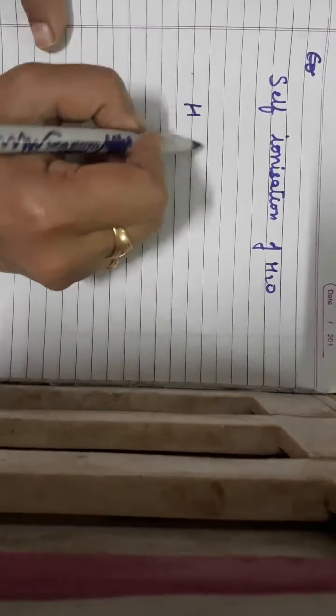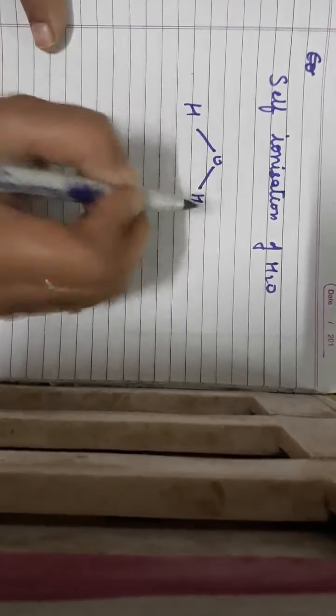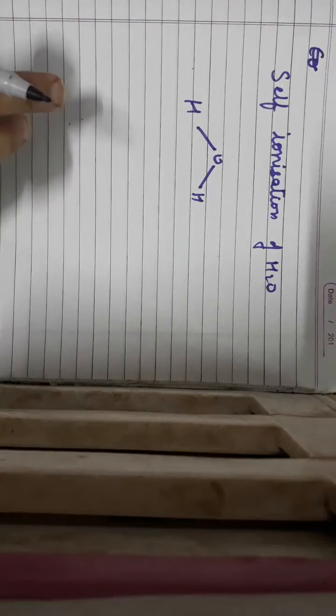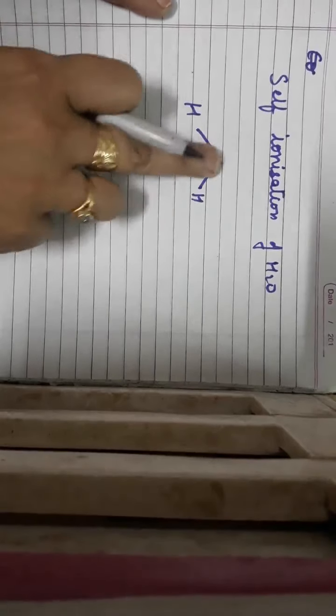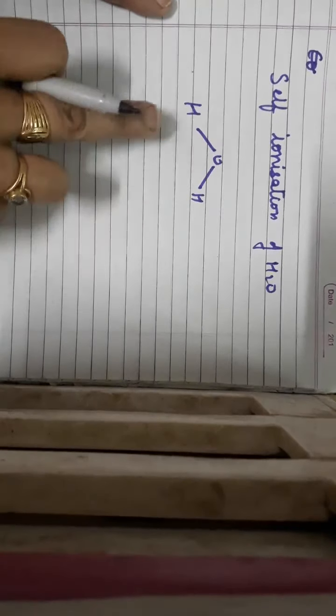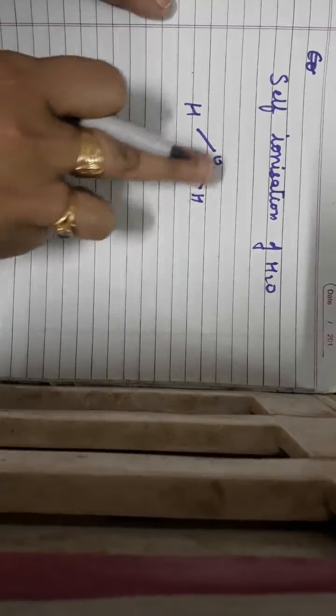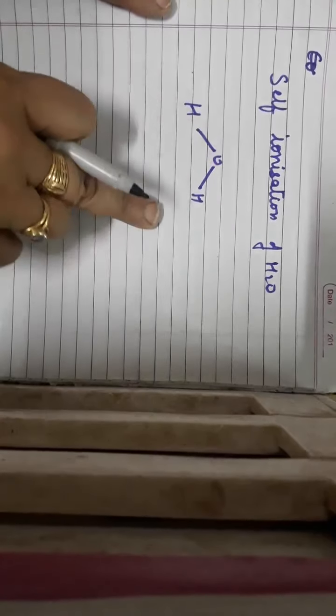Water, how can we represent the water molecule? As I told you, due to the lone pair, and to avoid the repulsion between the lone pair and the shared pair, the hydrogens will occupy this bent structure. But it is a polar molecule. Polar because oxygen is more electronegative than hydrogen.